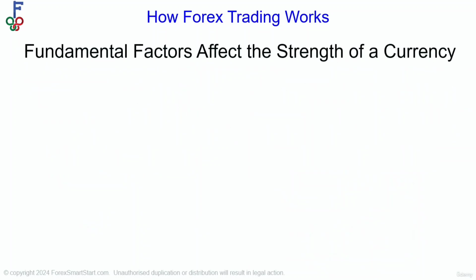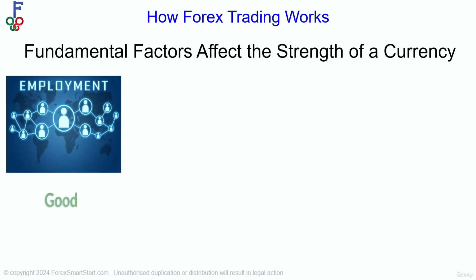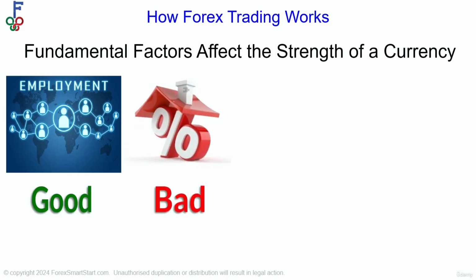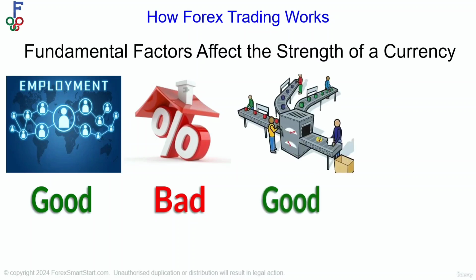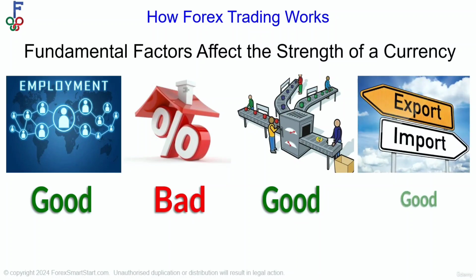Fundamental factors affect the strength of the currency, such as employment rates. If the employment rate is good, that usually means a stronger economy or a stronger currency. Interest rates. If interest rates are high, that usually means it's good for the economy. If interest rates are low, that usually means it's bad for the economy, and that would affect the value of that particular currency. Manufacturing. And one of the most important factors is balance of trade figures. Higher imports and lower exports is bad for the economy. Higher exports and lower imports is good for the economy.